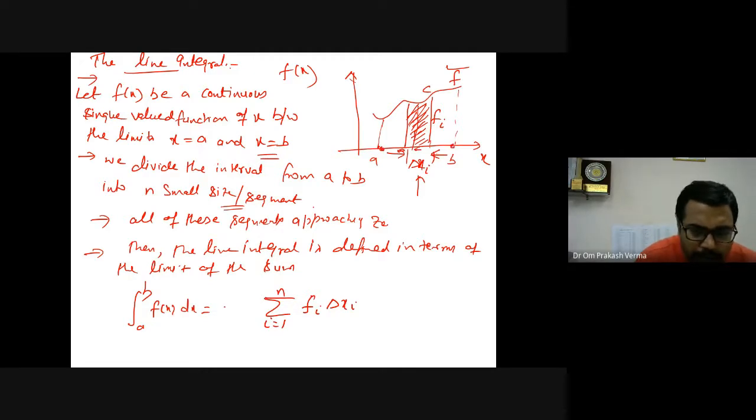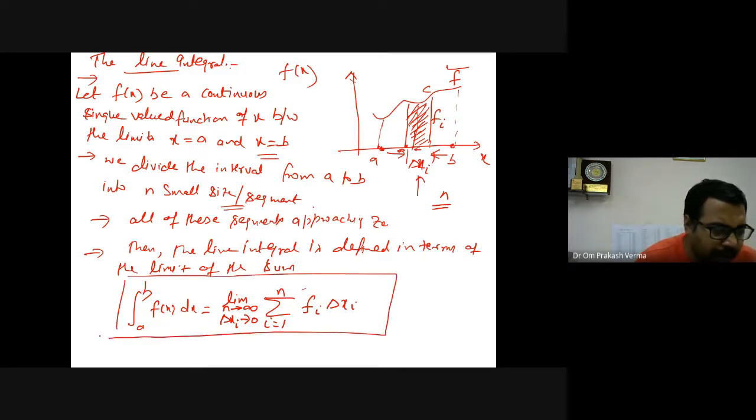Okay, and also remember in the mind, this delta xi is tending towards zero, and n is the number of sectors, as the whole a to b line has been divided into n different sectors. And this n ideally is defined as approaching infinity, right? Then only these sectors become infinitely small values. So in this fashion the line integral may be defined.